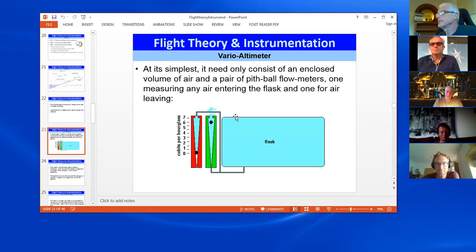At its very simplest, we don't carry these, we carry electronic ones to keep the weight down. But at its very simplest, it need only consist of an enclosed volume of air and a pair of pith ball flow meters, so that the balls go up and down.